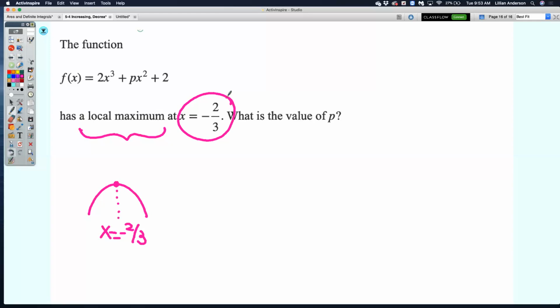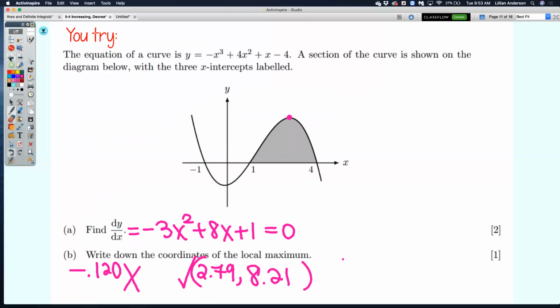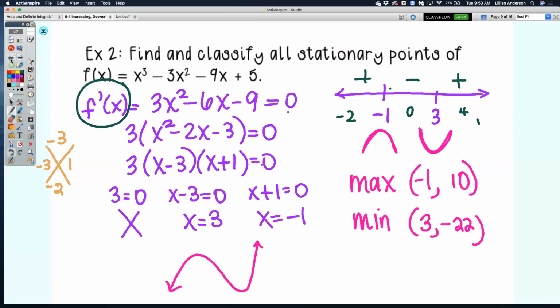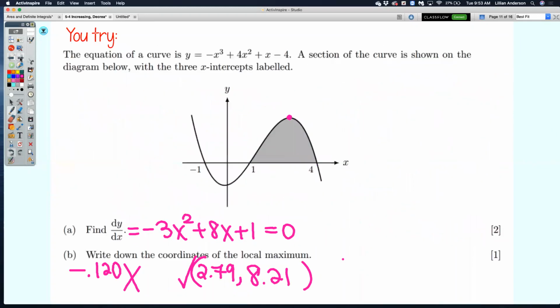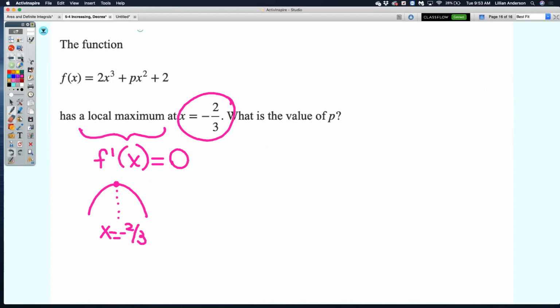The one thing you have to associate with when you see local maximum is that you set your first derivative equal to what number again? You set it equal to 0. Because that's what we did in every single one of these other problems. We set our first derivative equal to 0 to find those points to determine if we have maximums or minimums. Then we solved it to find our x value. But in this particular problem, we're already given that our x value is negative 2/3.